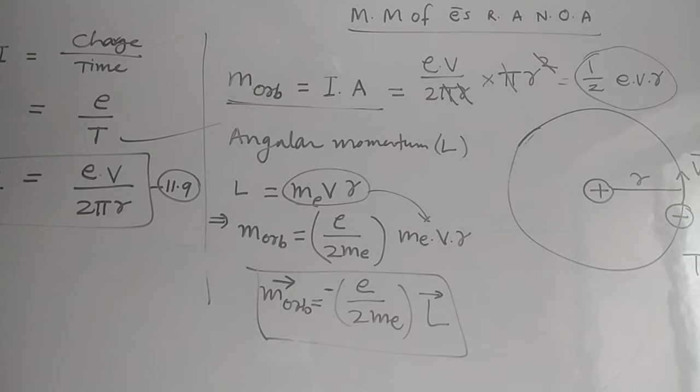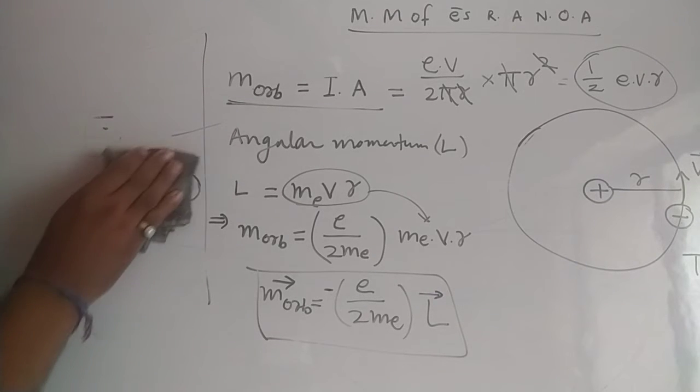Now there are some postulates given by Bohr. Bohr's atomic model is there, that we are going to learn in the next chapter. When we learn that chapter, at that time I will tell you in detail. There is a second postulate of Bohr's atomic theory of the hydrogen atom. According to that Bohr's postulate, what is that postulate? I will write it here.